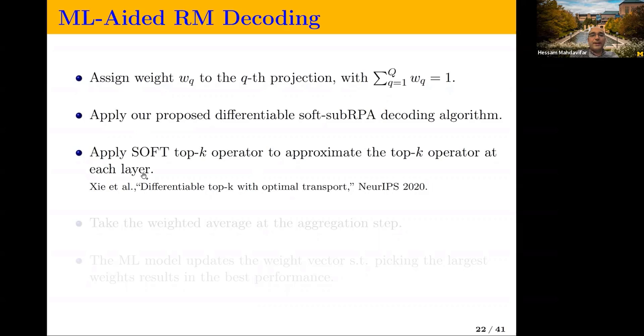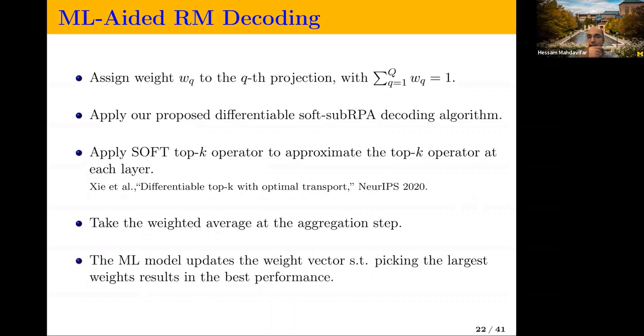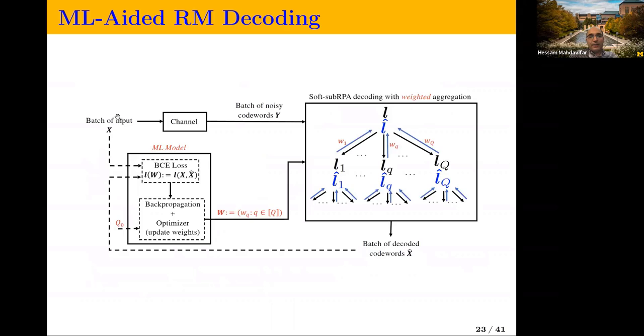So it's a differentiable way of selecting the top K numbers among the weights w_i that we are looking at. And then after we update these w_i's, we take the weighted average at the aggregation step and let the ML model update these weights. And at the end, we are going to pick the largest weights to get the best performance. Okay, so this is the block diagram, right? We have the batch of input that we use for training. We assume it goes through the channel, so we just assume AWGN.